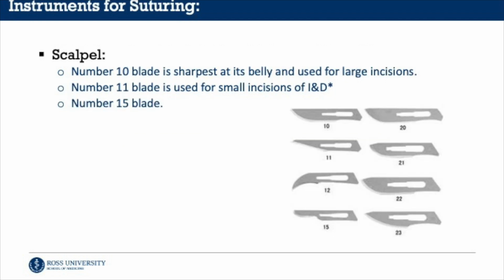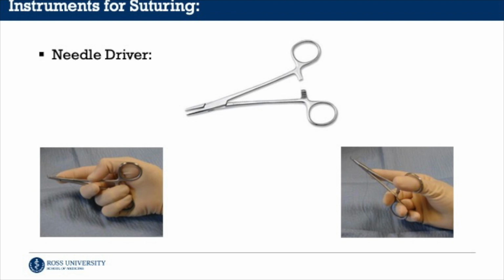Let's look at our instruments for suturing. Here we have the scalpel. The number 10 blade is the sharpest of all the scalpels at its belly and is used for large incisions. The number 11 blade is used for small incisions of incision and drainage. And then we also have a number 15 blade, which is also commonly used. Most skin surgery is performed with a number 15 blade, as the number 15 blade is sharpest at the tip. Okay, so we talked about the scalpel.